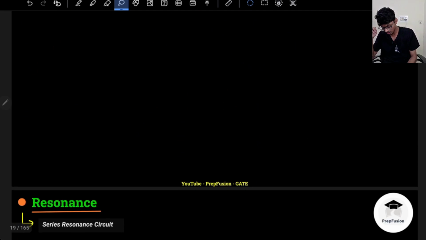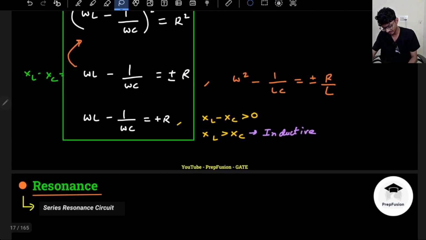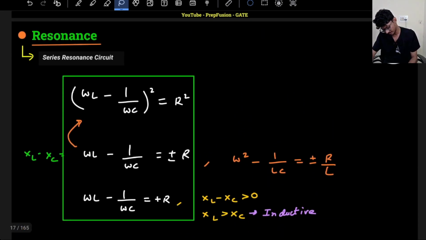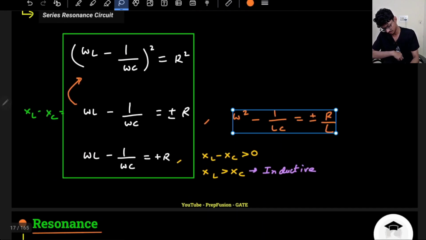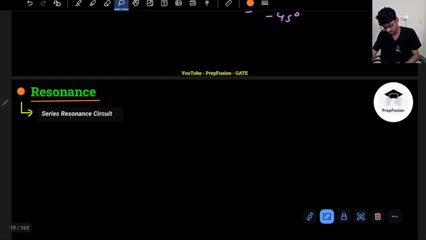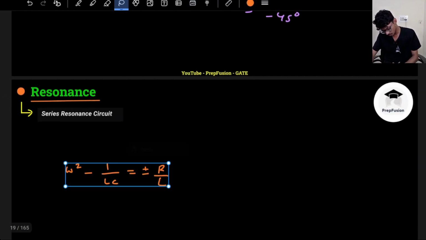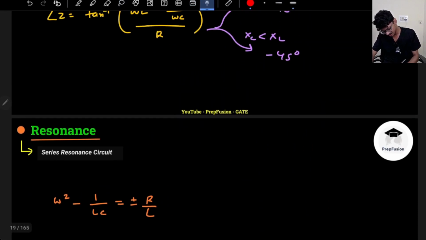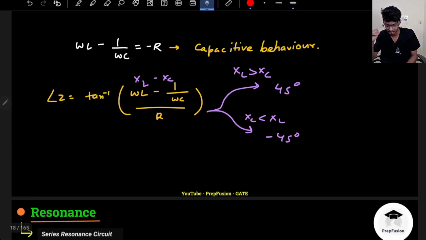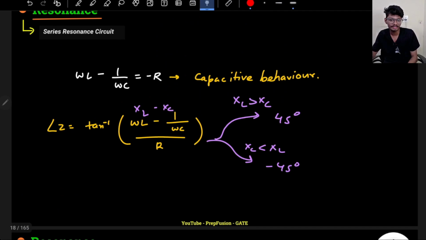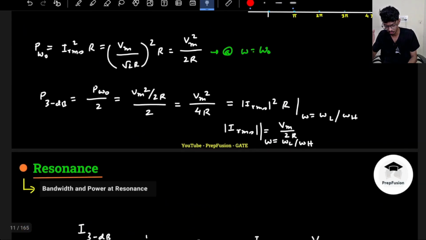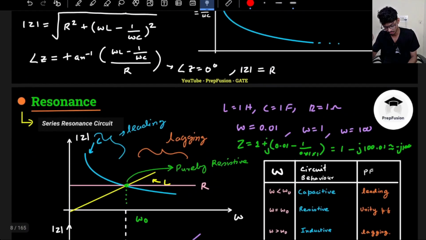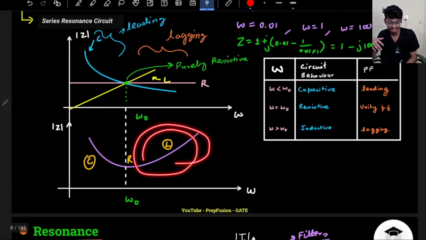Okay, now let's derive the value here. I was here somewhere, yeah, this if I copy. So let's solve for the two cases. I know that if this is plus R, that means my behavior is inductive. And when do I get inductive behavior? When omega is greater than omega naught. So this is the region where my circuit behaves as inductive, right?